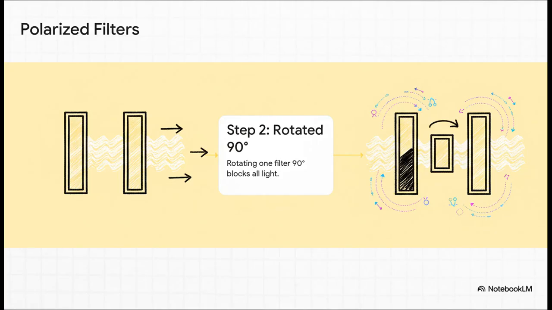Okay, let's walk through this. First, you take two polarized filters and you line them up. Light goes right through, no surprise there. Then you rotate one of them 90 degrees. And just like that, all the light is blocked. It's completely dark. So far, so good, right? This is all totally normal.